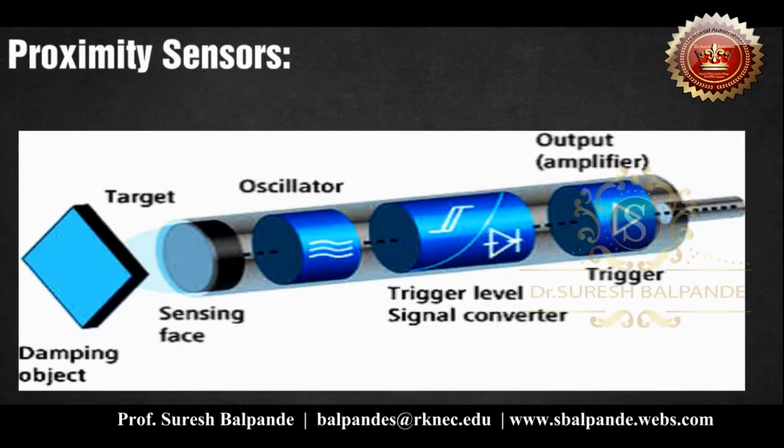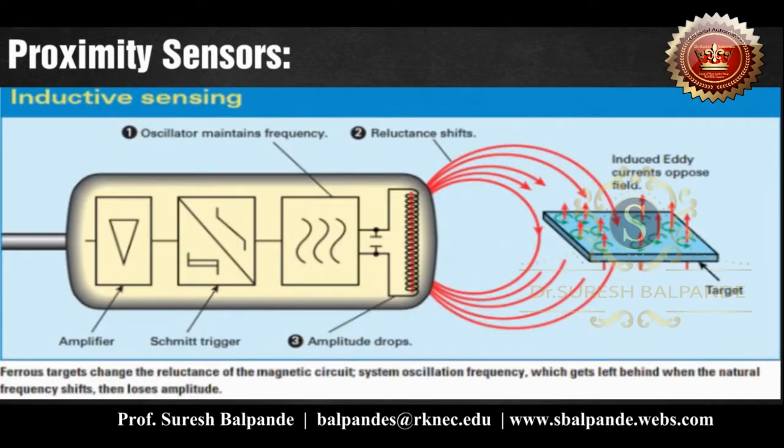Mostly we prefer the inductive proximity sensor. Inductive proximity sensor senses only ferrous objects. But suppose the object which is to be detected is not ferrous, then in that case we must go for the capacitive proximity sensor. So understanding of one proximity sensor is very essential. Once you understand any one of the two, you can easily understand the other.